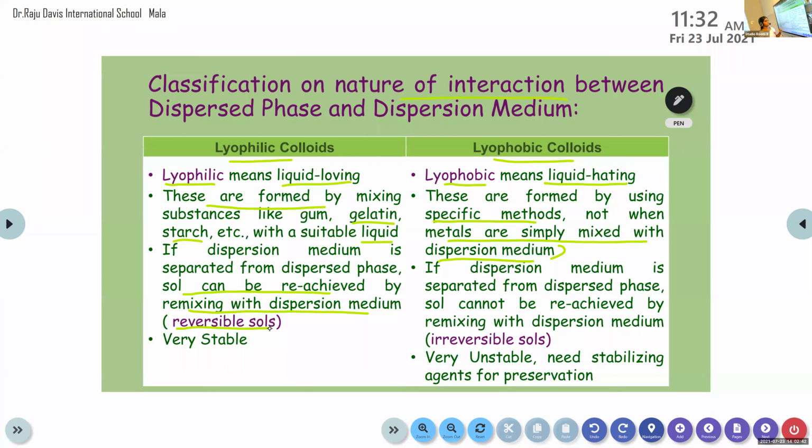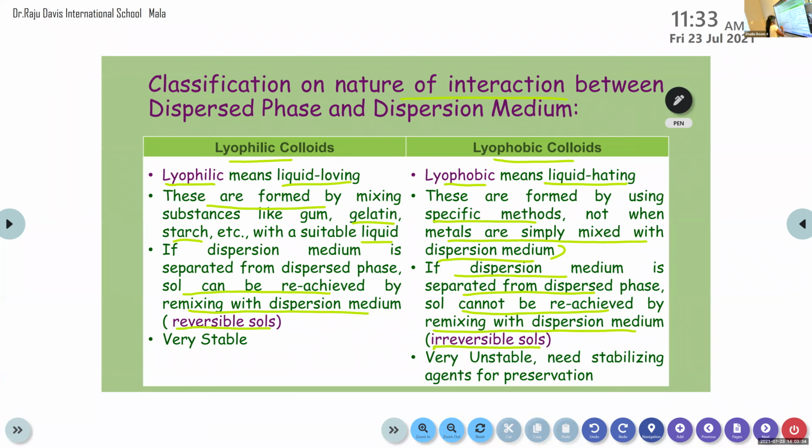Reversible sol. And in the case of lyophobic colloids, if the dispersion medium is separated from the dispersed phase, the sol cannot be re-achieved by remixing with the dispersion medium. Here we cannot regain the colloidal property by simply adding the dispersion medium, because lyophobic colloids are prepared by specific methods, not by simply mixing. So when you remove the dispersion medium and add it again, it is not possible to maintain the colloidal state. That means it is considered an irreversible sol. That means the reverse reaction is not possible here.